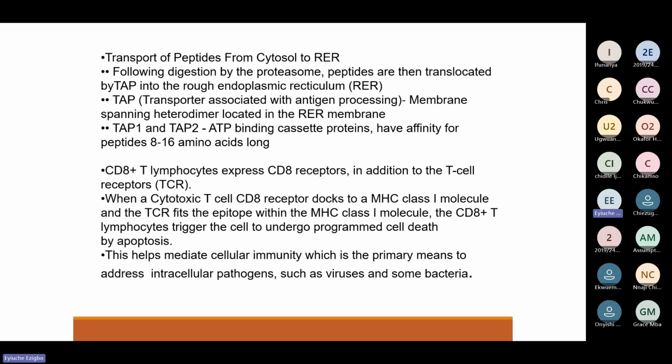When you look at a virus like HIV, when they invade cells, they take over the cell machinery and channel the cell function, the cell properties, the cell activity to how they want the cell to behave. So the cell becomes abnormal. The best bet for the immune system of the body is to destroy such a cell, and that is what is achieved by the MHC class 1 and the cytotoxic T cell receptor CD8.